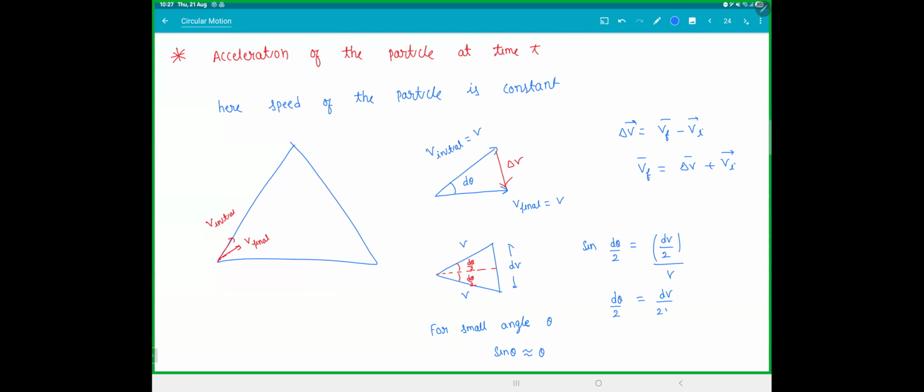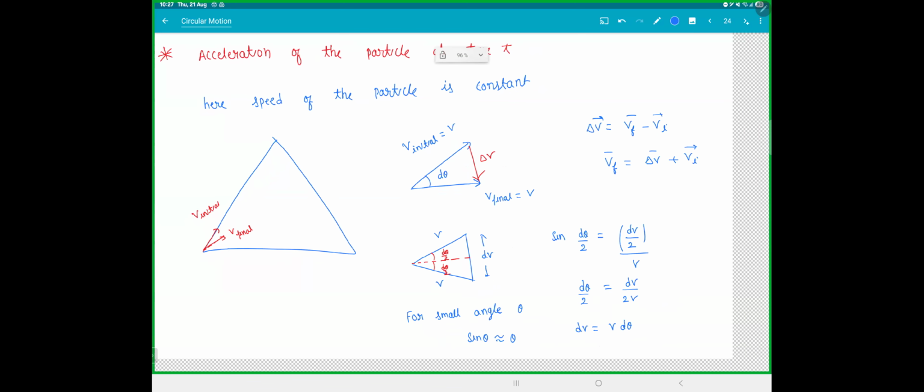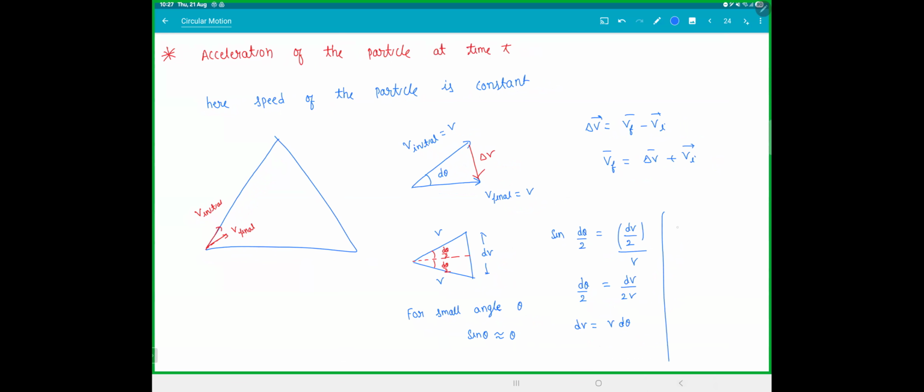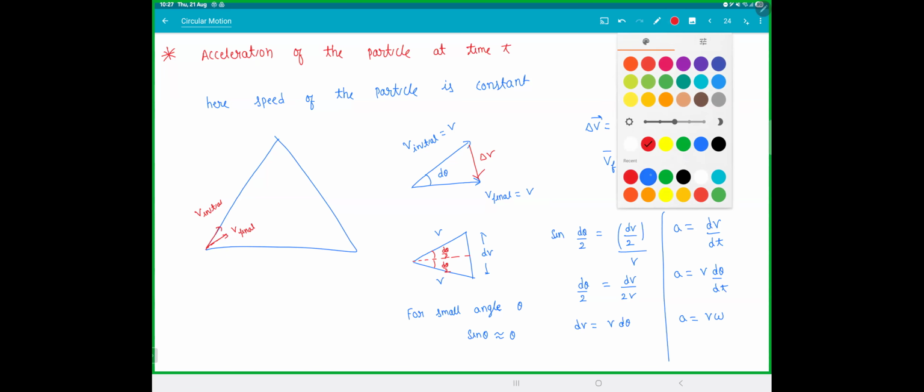This will become dv by 2v. So from here we get dv is nothing but v d theta. Now if you put dt on both the sides, we get acceleration is v into d theta by dt. And what is d theta by dt? Omega. There, it's a pretty good result.